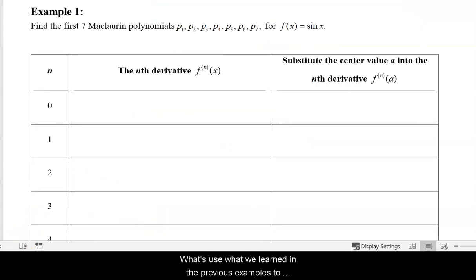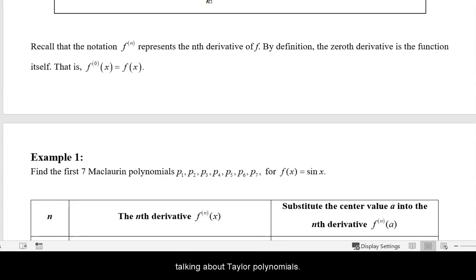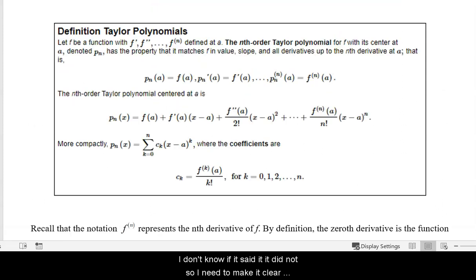Let's use what we learned in the previous examples to write out what's called a Maclaurin polynomial, the first 7, P1, P2, P3 up to P7, for f of x equal to sine x. Now you may be saying, but wait a minute, we didn't define a Maclaurin polynomial. You've only been talking about Taylor polynomials. I don't know if it said it.